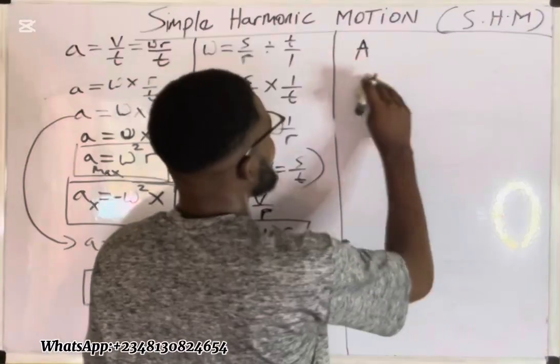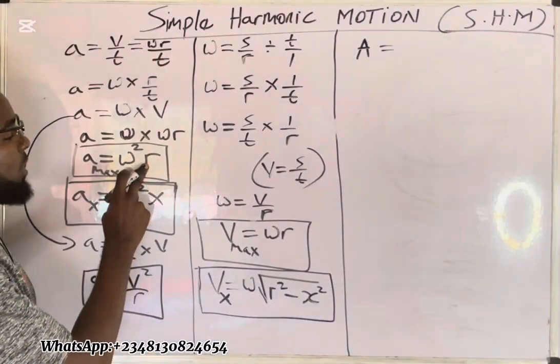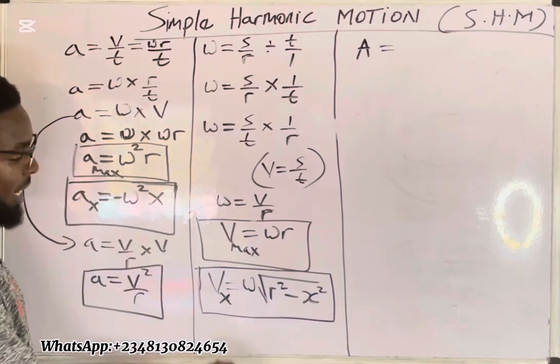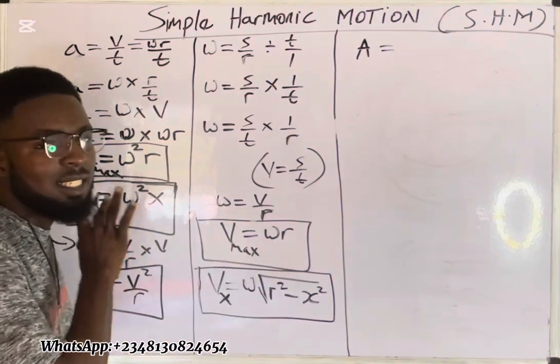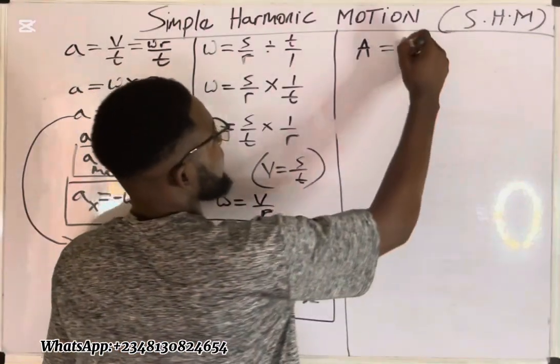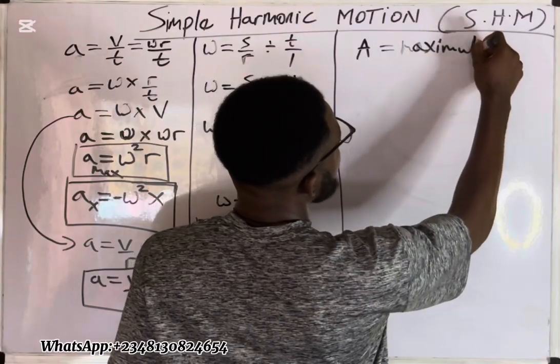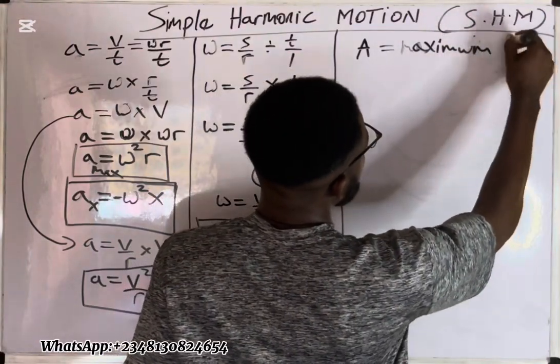All right. This is the maximum displacement. The same thing right here, I can remove radius here and put A here. It's still the same thing. That's the maximum displacement. So right here we are talking about maximum displacement.